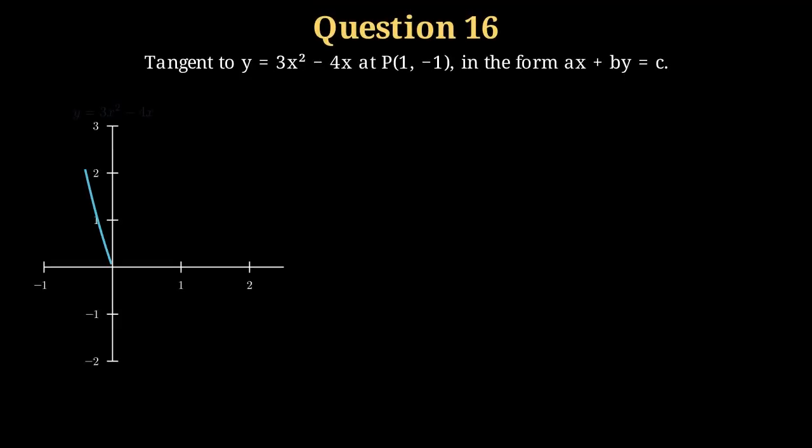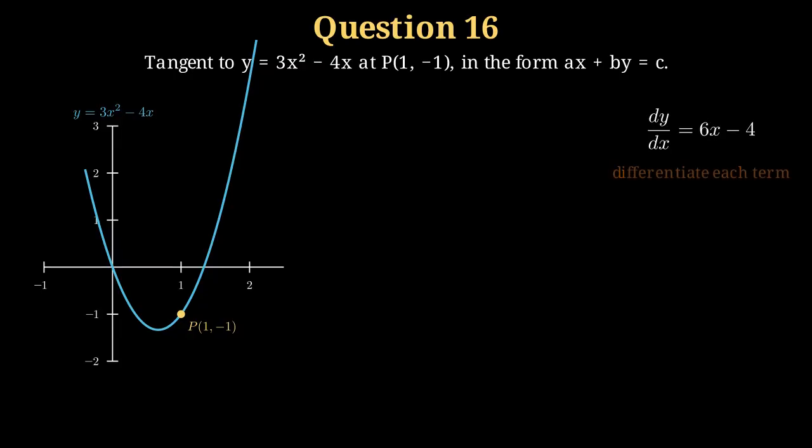Question 16. The curve y equals 3x squared minus 4x passes through the point P, (1, -1). We need the equation of the tangent to the curve at P in the form ax plus by equals c. The gradient of a curve comes from its derivative.